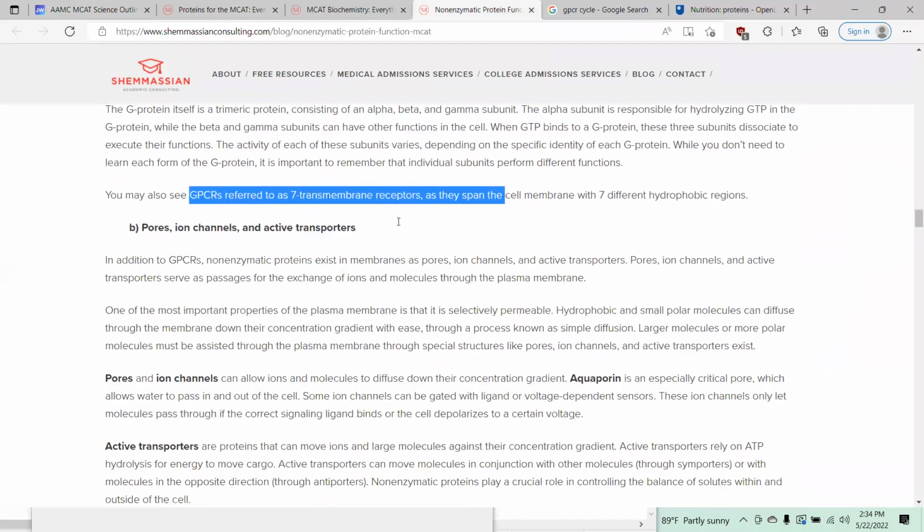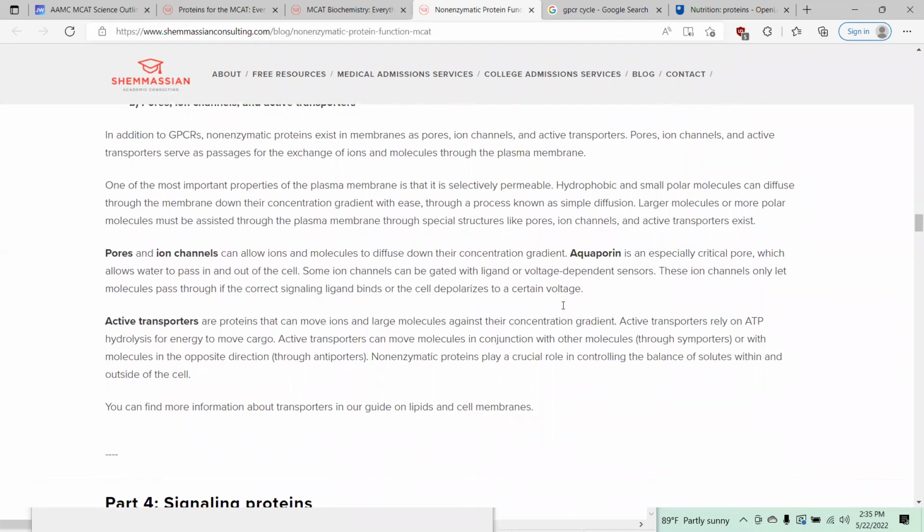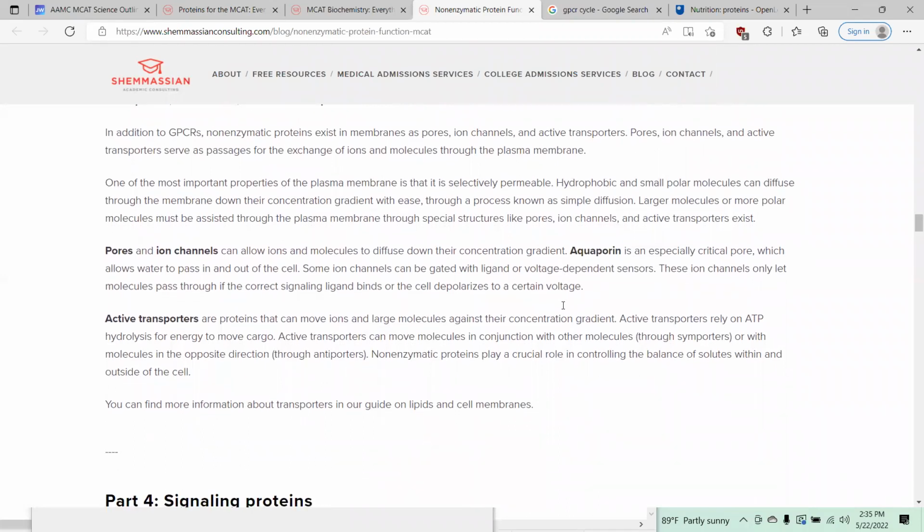But now you know. Pores, ion channels, and active transporters. We talked about this a little bit last time. Pores and ion channels are passive transport. Molecules go down their concentration gradient, so they go from high to low. Aquaporin is very important. Aquaporin is the pore for water, so water will just flow through these channels.